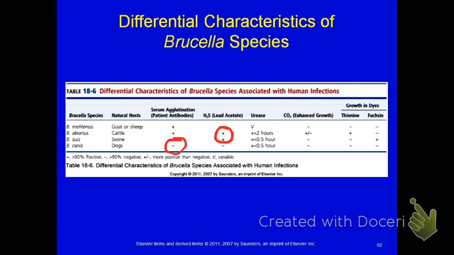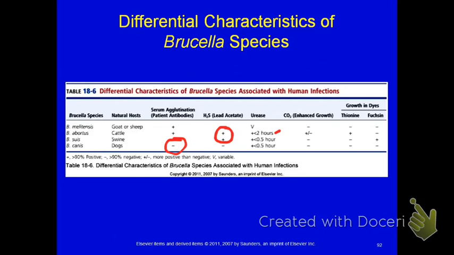On the ability to hydrolyze urea, Brucella abortus could hydrolyze urea in less than 2 hours. Then, Brucella suis could hydrolyze urea in less than 30 minutes. Same manner for Brucella canis, though Brucella melitensis would have varied results.